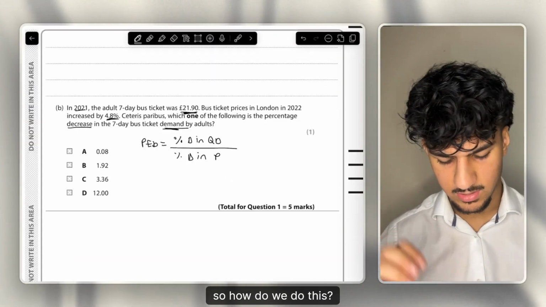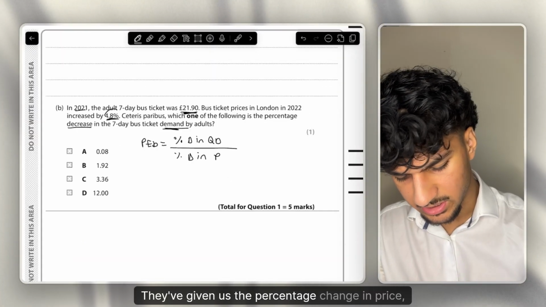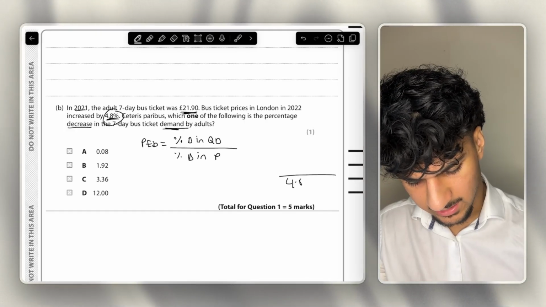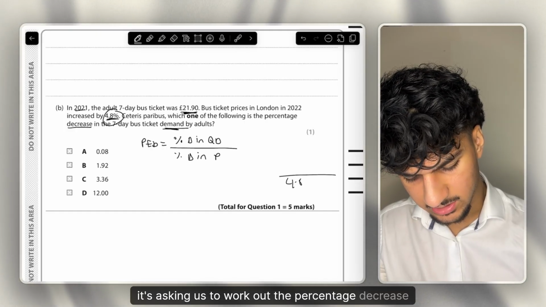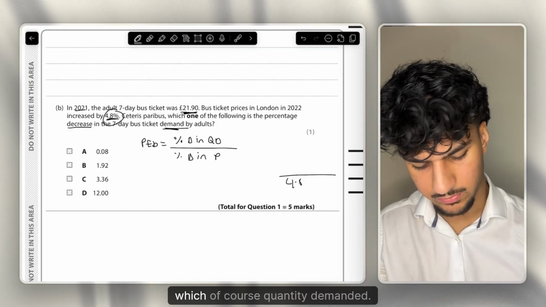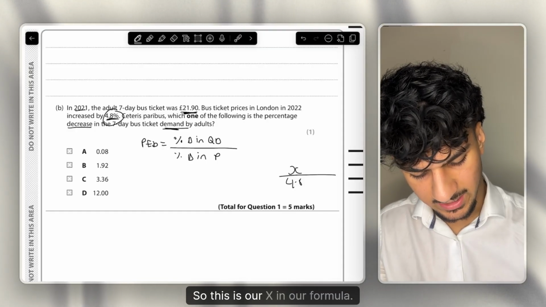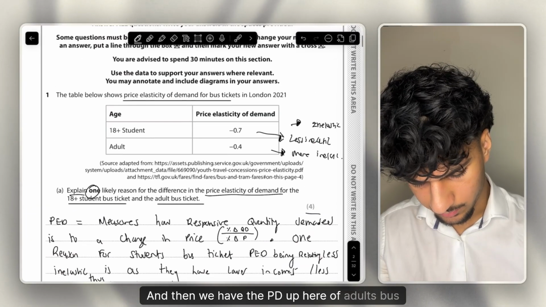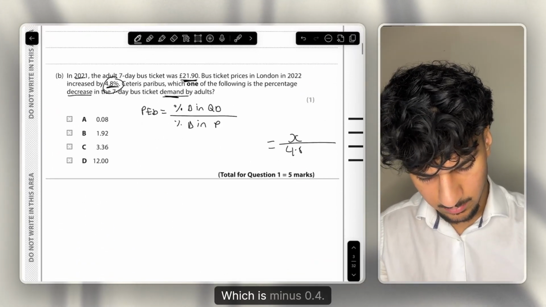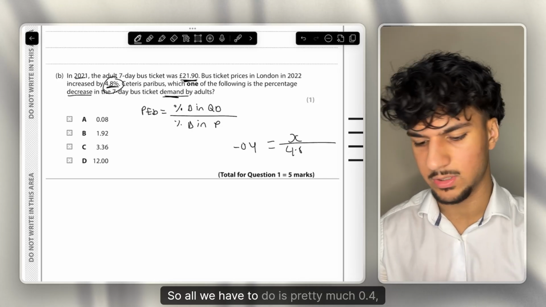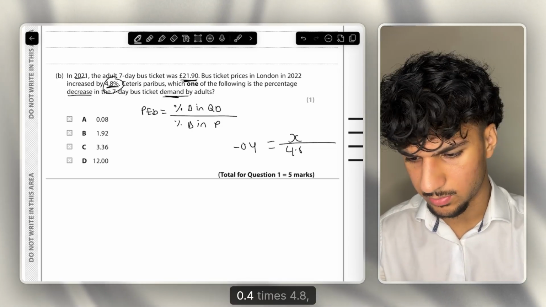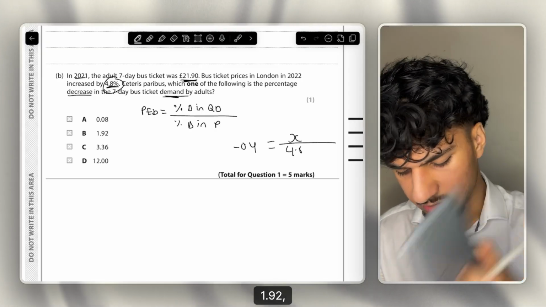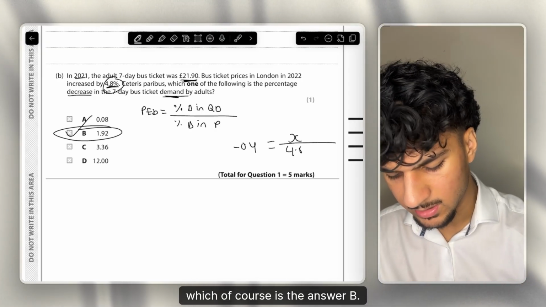Okay, so how do we do this? So they've given us the percentage change in price, which is 4.8. It's asking us to work out the percentage decrease in demand, which of course is quantity demanded. So this is our X in our formula, and then we have the PED up here of adults bus tickets, which is minus 0.4. So all we have to do is pretty much 0.4 times 4.8, which will give us 1.92, which of course is the answer B, so that would be right.